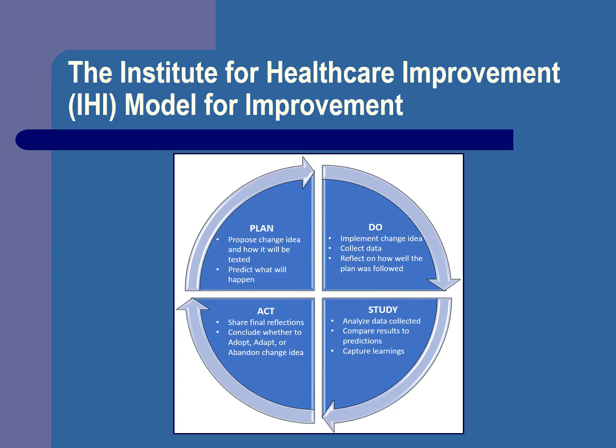The Plan, Do, Study, Act component of a continuous quality improvement initiative in many ways resembles the scientific method. For example, in the planning stages, we're going to propose a change based upon our analysis of a particular situation. We're going to propose how we're going to test it, and we're also going to develop hypotheses. In the doing component, we're going to implement our change idea, we're going to collect data, and then we're going to reflect on how well the plan was followed.